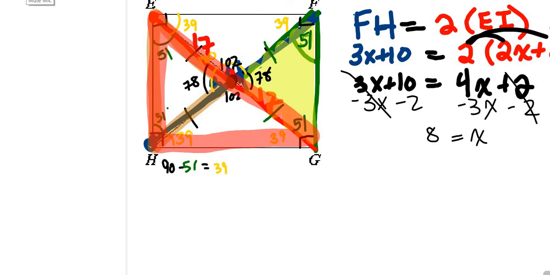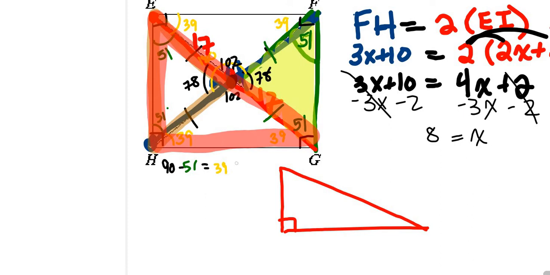Do you see that you have a right triangle? So let's pull out this right triangle. We have 51 degrees, and then this is 39. And we want to find two lengths here. We're going to call this length here X, right there, and we'll call this length Y.